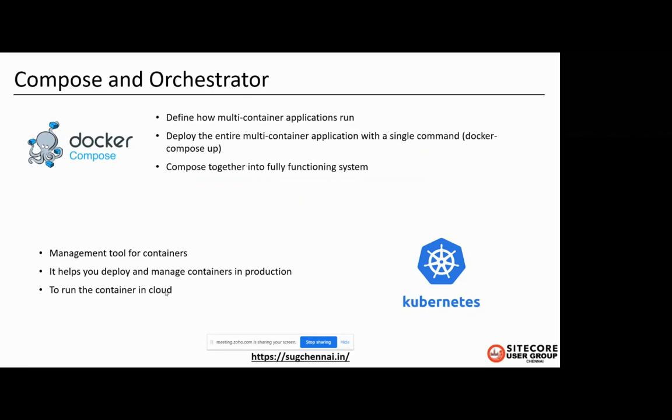Then the orchestrator, a management tool for containers. As I said, it helps you to deploy and manage containers in production. Kubernetes is the most used, and it is well supported by Microsoft through Azure Kubernetes Service and by Amazon through Elastic Kubernetes Service.